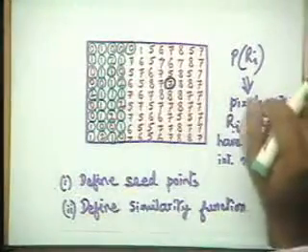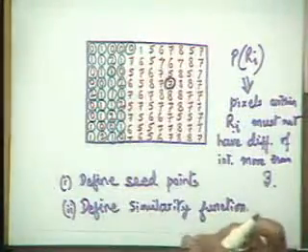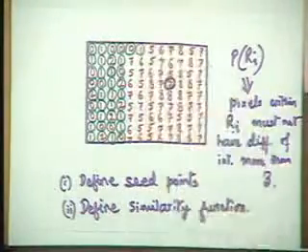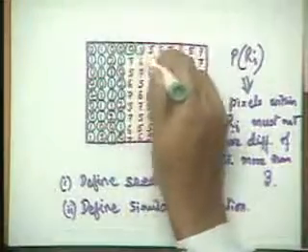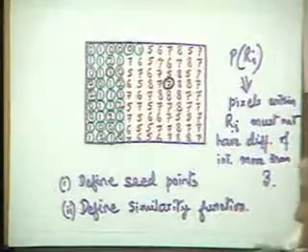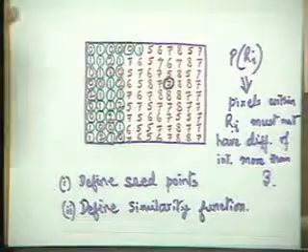Now we find that after this iteration, we cannot add any more pixels to this region. The moment I try to choose any other pixel which is a neighbor of this, anything from here, clearly that is not possible, because that will not fulfill the condition that pixels within Ri must not have a difference of intensity more than 3. So my region growing process stops there.